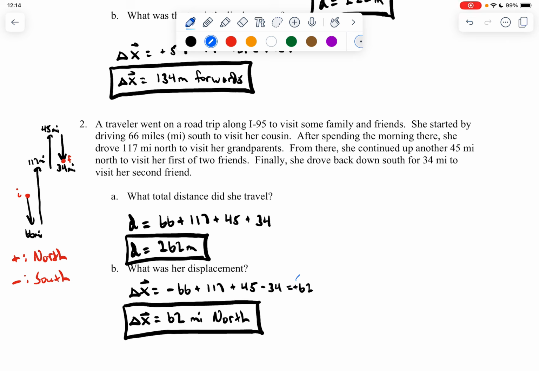Now, because we get an overall positive number, a positive 62 here, the positive number is just telling us that we've determined that north is positive direction for this problem. So once we decide which direction is positive, which one is negative, as long as we keep that consistent throughout the problem, we'll get the correct answer for our final direction.